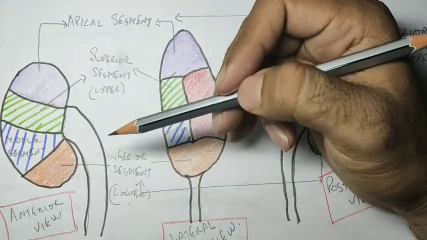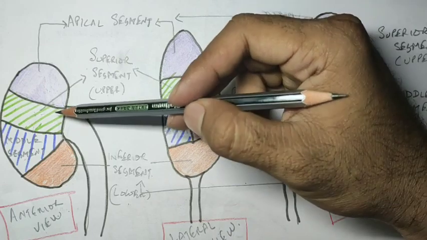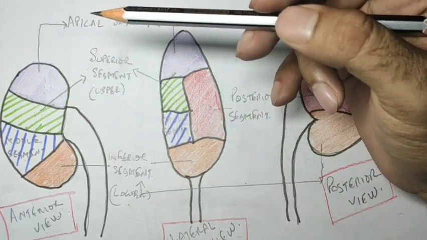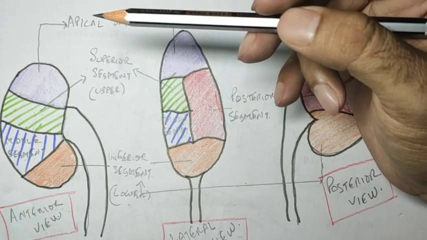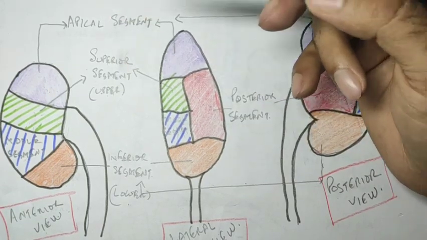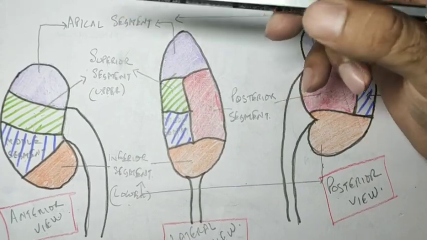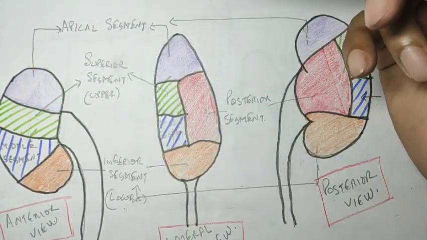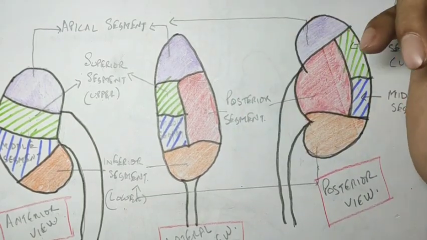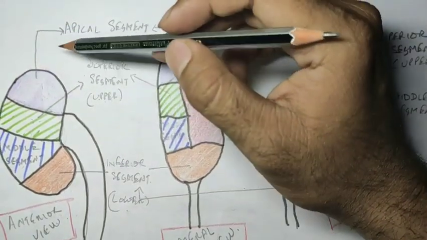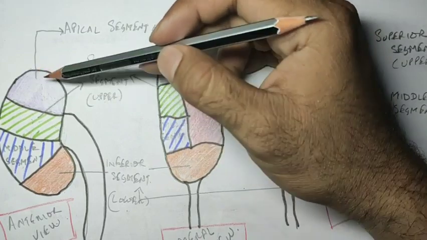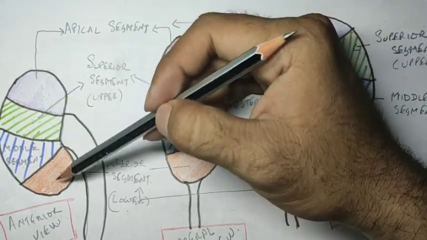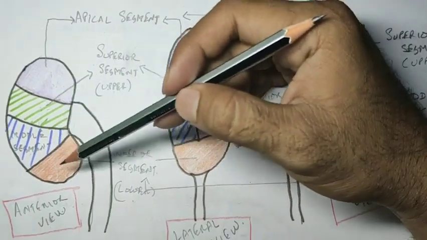These segments are divided according to the blood supply. The renal artery first divides into the anterior and the posterior branch, and subsequently these branches divide into the apical, superior, middle, and inferior segmental arteries, and also the posterior segmental arteries. The apical segment consists of the medial side and the anterior part of the superior pole. So this is the anterior view of the kidney.